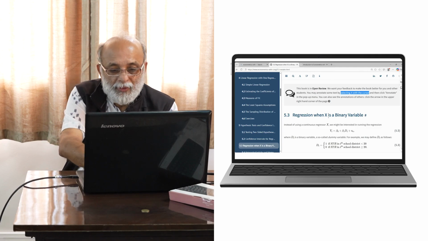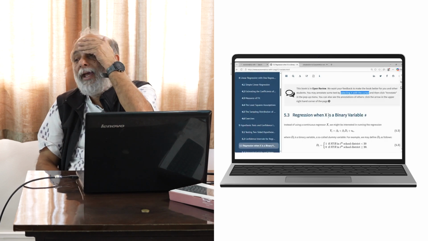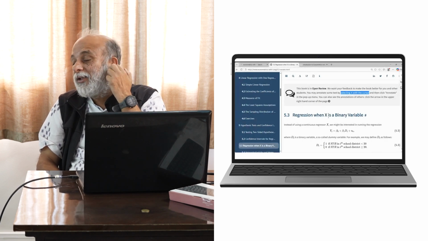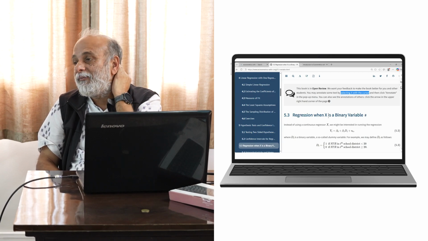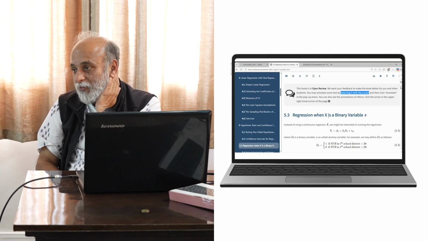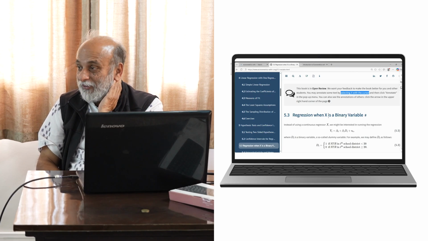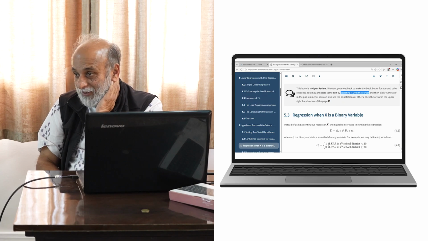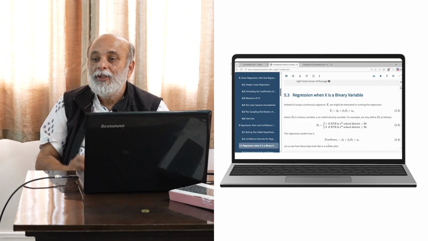Now, we come to what are called dummy variables. Heard of dummy variables? So many times the x variable that you get is not a number, it's not a quantitative variable, it's a qualitative variable. Is it hot today? Yes or no? Right? It's a qualitative variable. What's the temperature today is a quantitative variable. Right? Okay? Sure? Okay.